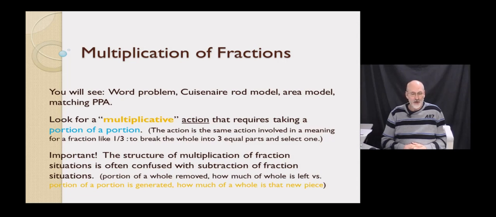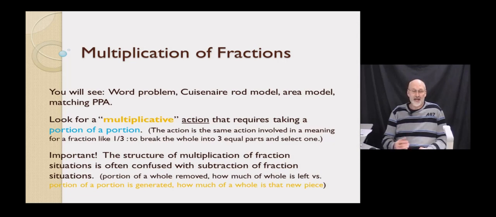Again, when you do the word problem, you need to look at its structure, and so we're looking for something in the word problem that is multiplicative, and this is usually a little tough to recognize. It's an action that requires taking a portion of a portion. It's actually the same action that's involved when you're even thinking about a fraction like 1/3. It's multiplicative in the sense that 1/3 means take the whole, divide it into 3 equal pieces, and pay attention or do something with one of them. In this case, we're going to apply that multiplicative action to another fraction instead of to the whole.